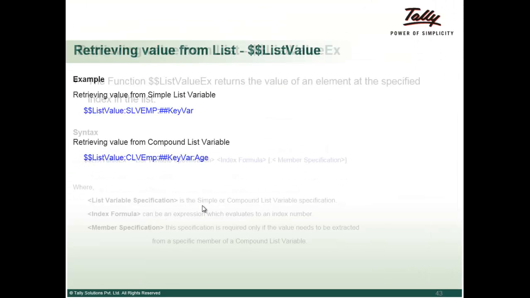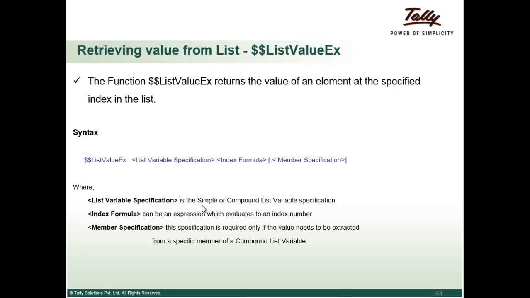So we saw the list value. Now we will go to something called list value x. This is the function which can be used to retrieve value based on the index. We already know how to retrieve value based on index using dotted notation syntax. Now you can use list value x and you can retrieve the value.